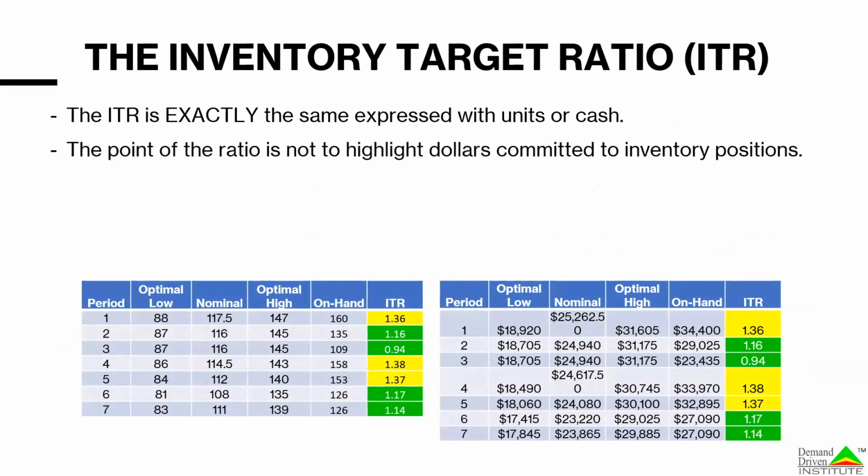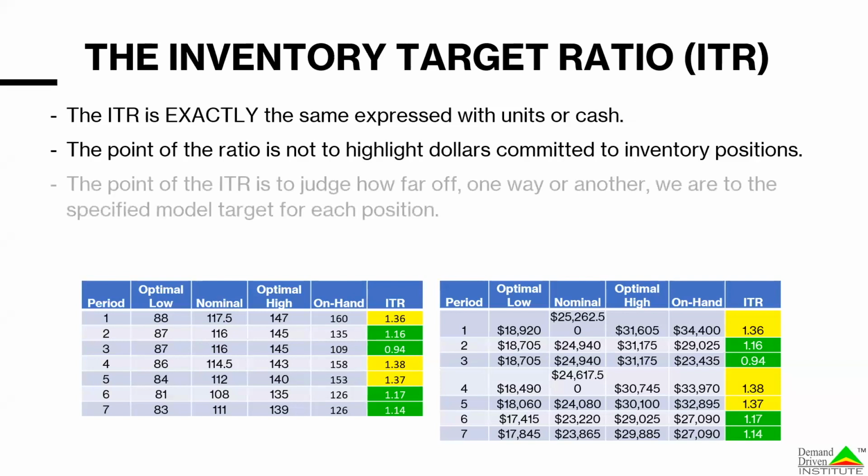Now, this is important. The point of the ratio is not to highlight dollars committed to inventory. It's not the point to highlight units committed to inventory. The point of the ITR is to judge, one way or another, how far off the model we are. Is the model working? Are we following the model? We've committed to a configuration of a model. Now we have to judge if the inventory in the model is being used as per the model.